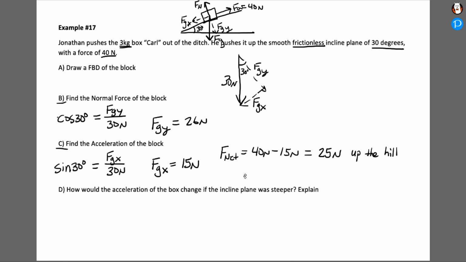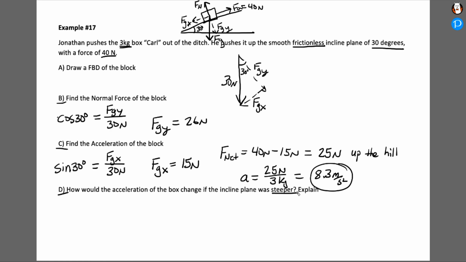And so now we can use that in my Newton's second law equation. Acceleration is net force, which is 25 newtons, divided by the mass, 3 kilograms. And we are going to get 8.3 meters per second squared. And that's the rate at which this box would accelerate, as long as he's applying 40 newtons of force the entire time. That's going to be the rate that it accelerates up the hill. And the last part here, how would the acceleration of the box change if the incline was steeper?